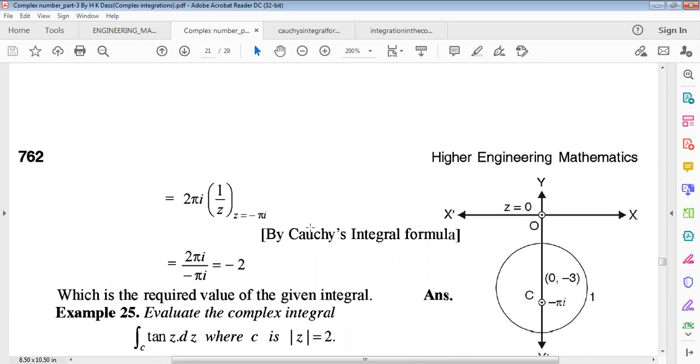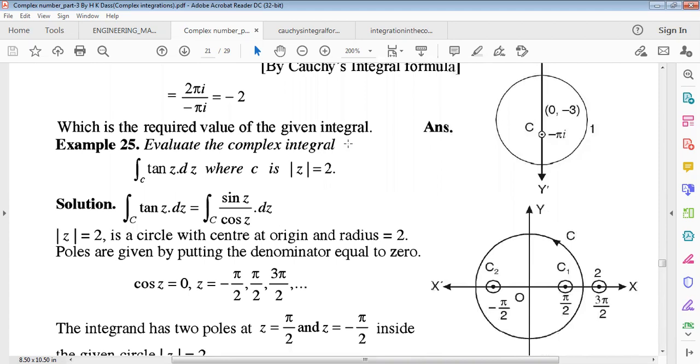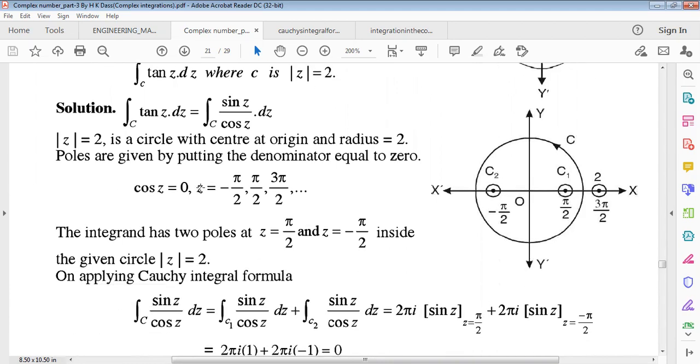Example 2. Evaluate the complex integral of tan z dz, where C is the circle |z| = 2. The center is 0, 0 and the radius is 2. Tan z can be written as sin z by cos z. The origin will be the center, and we can draw this circle like this, taking 2 as the radius.